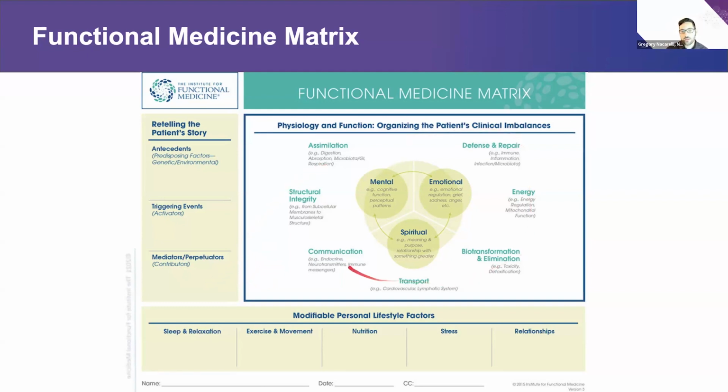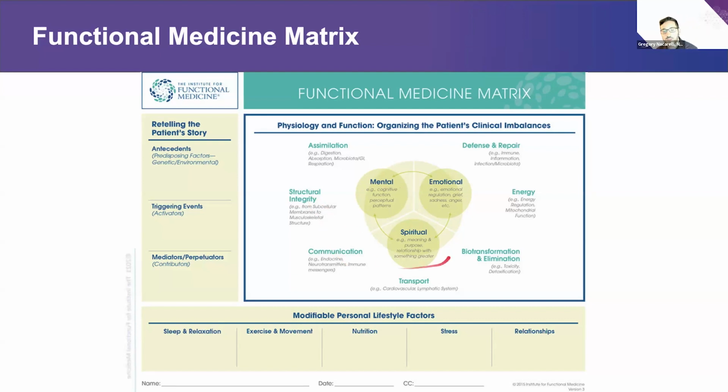Within the functional medicine matrix, there are seven key systems. So there is assimilation, which is essentially digestion, absorption, respiration. There's defense and repair, which we would traditionally call inflammation or immune function. Energy, we're looking at mitochondrial function. Biotransformation and elimination, we're looking at detoxification. Transport, we're looking at cardiovascular and lymphatic system. Communication, our neuroendocrine system. And then structural integrity, from subcellular membranes to musculoskeletal structure.